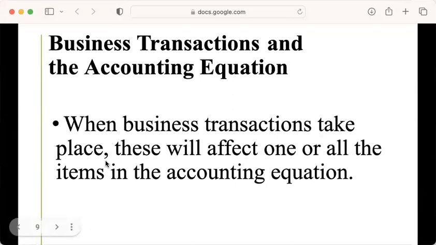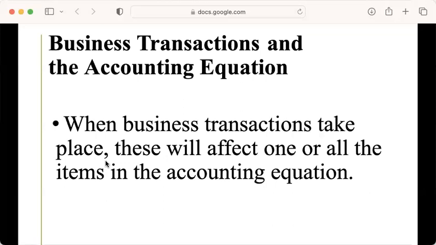Now let's talk about the business transactions, how the business transactions can affect the accounting equation. We already said the accounting equation is always true every moment in a business. That is, the overall total of the assets belonging to a business is equal to the value of capital and liabilities.